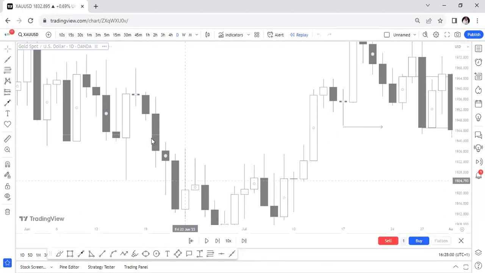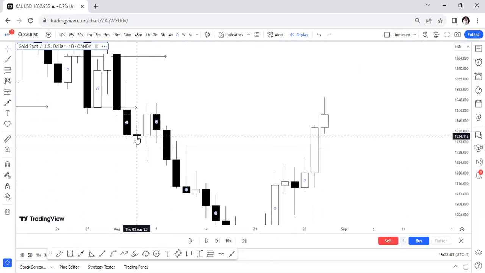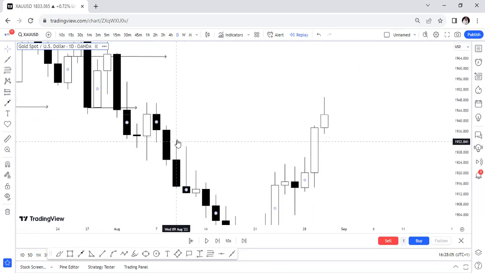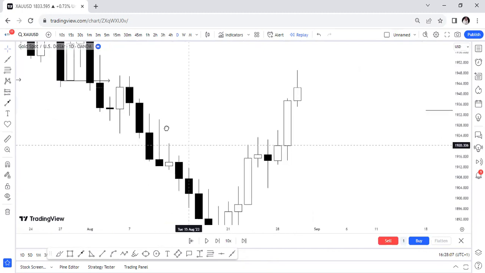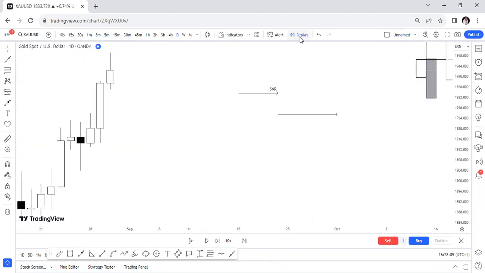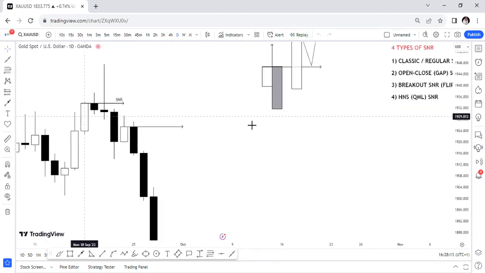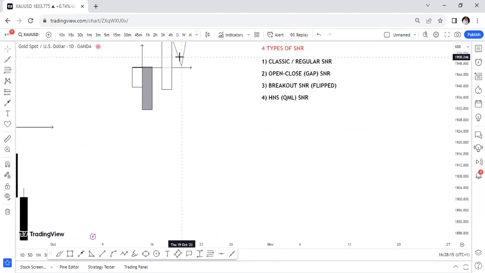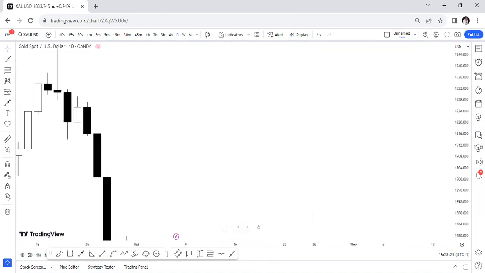This is a breakout. See the breakout. And price taps into it. Price comes back and taps into it, and you continue to sell. So that is how to identify the breakouts. And then we have the last one, which is the head and shoulder pattern. What is the head and shoulder pattern?